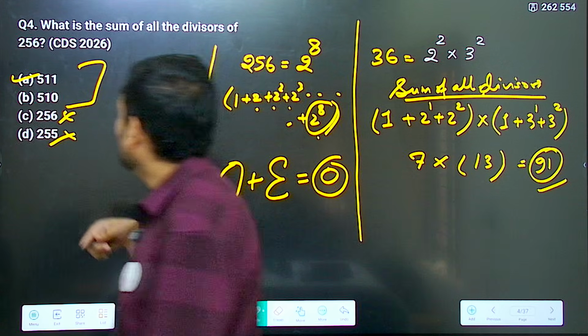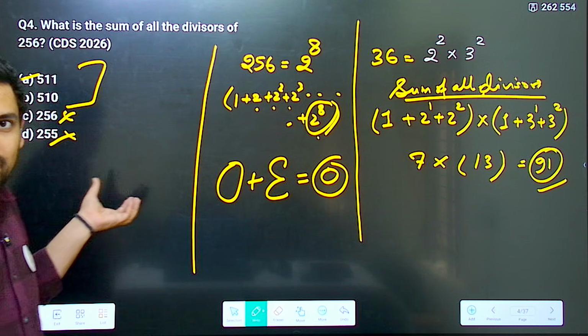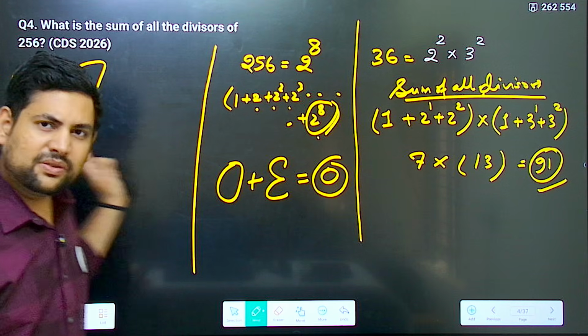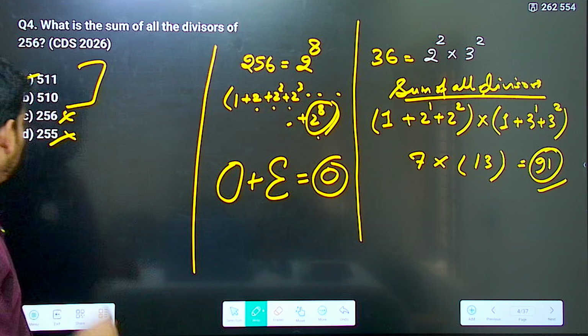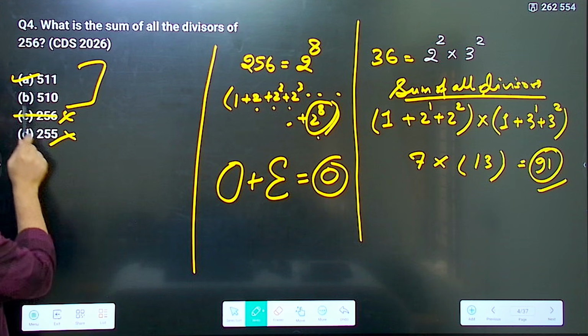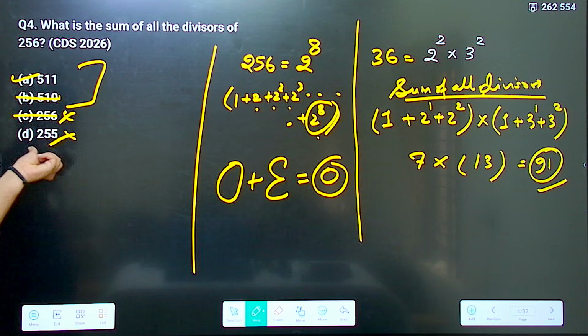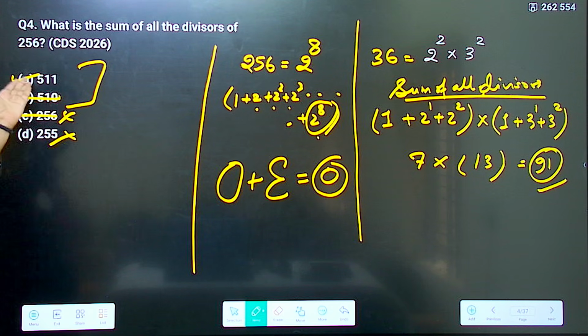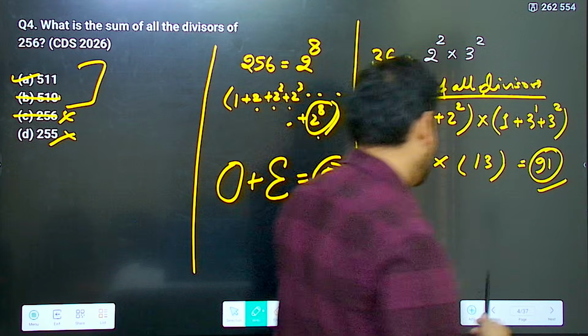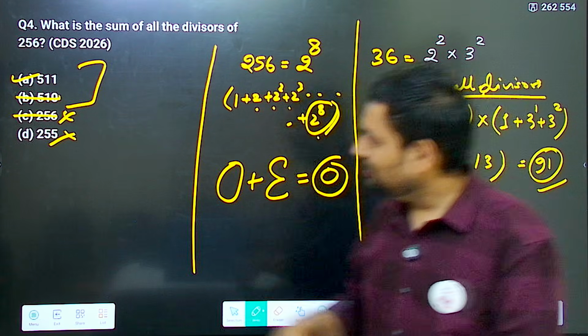I saw it like this only, that 1 is one of the factors and the other factors are all even. So even plus 1, eventually I will get odd. So you can reject 256 and 510 like this. Now 255 is not possible because 256 itself is one of the divisors. So 511 becomes the answer. Any way you like, you can get to the answer.